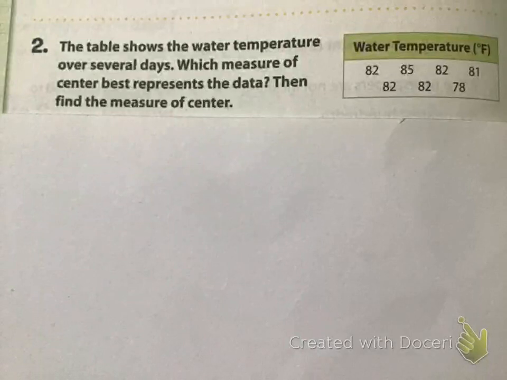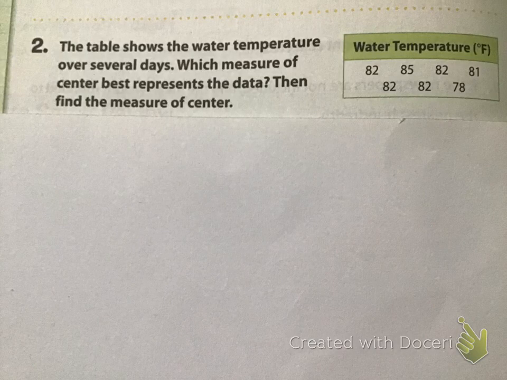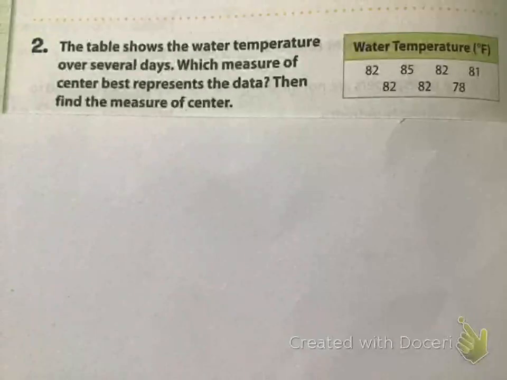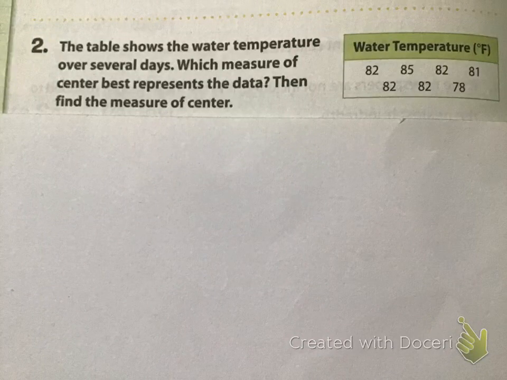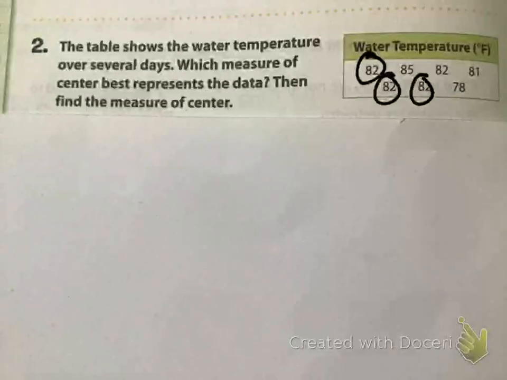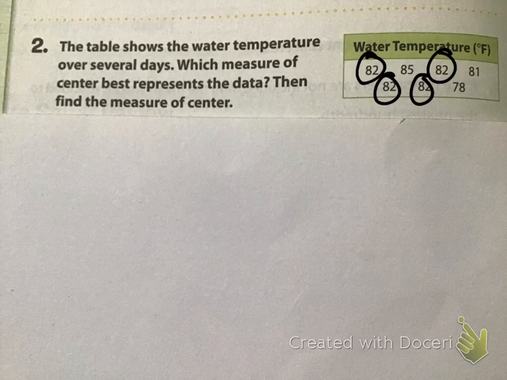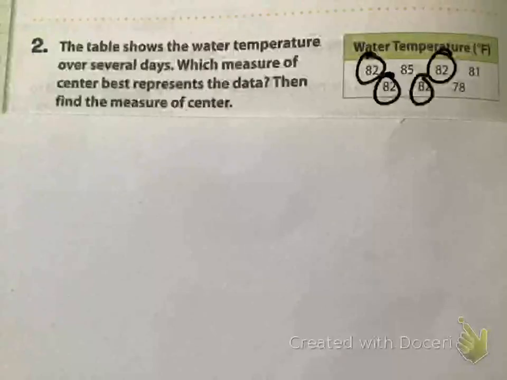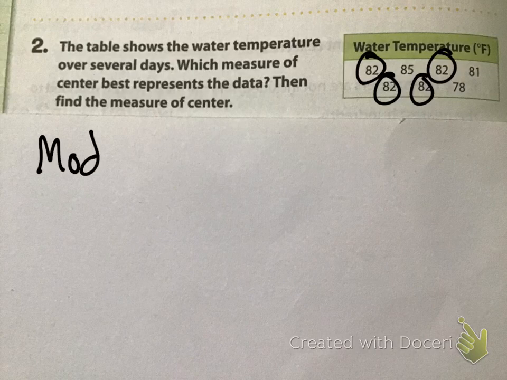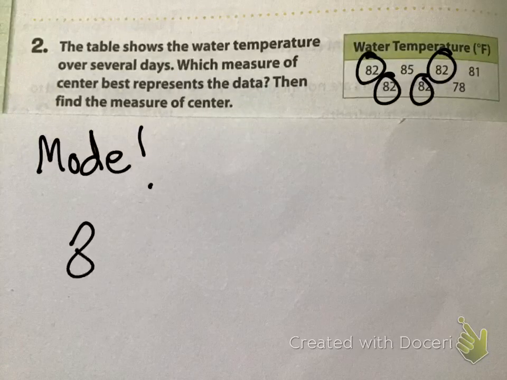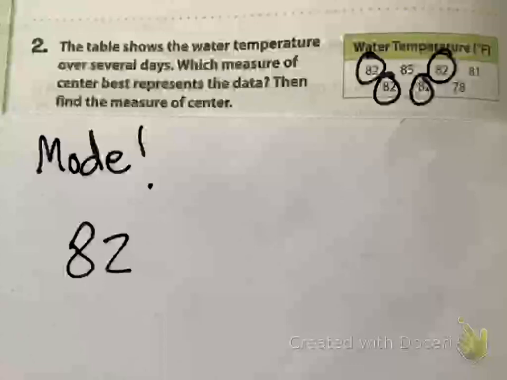The table shows the water temperature over several days. Which measure of center best represents the data? So let's look. We don't have any extreme values, so maybe we could use mean. However, we have this temperature repeated 4 times. So with it being reported 4 times, it's going to be the most common. So I would use mode, and our answer is 82.